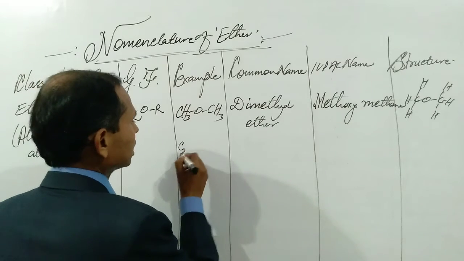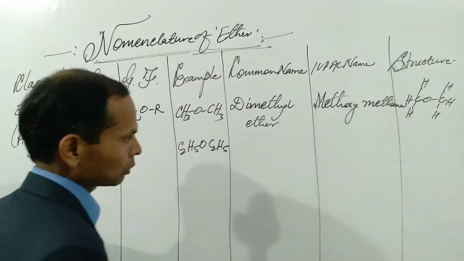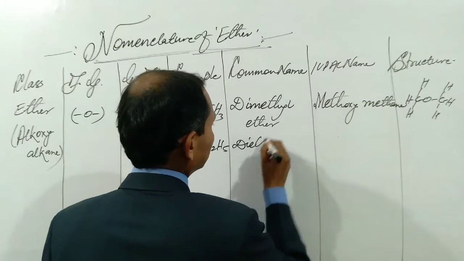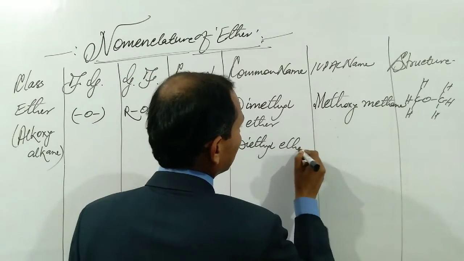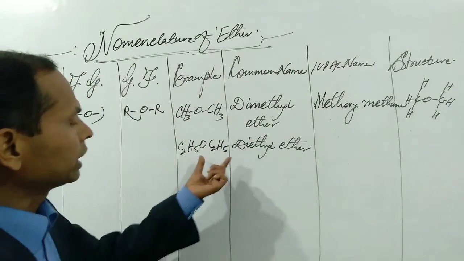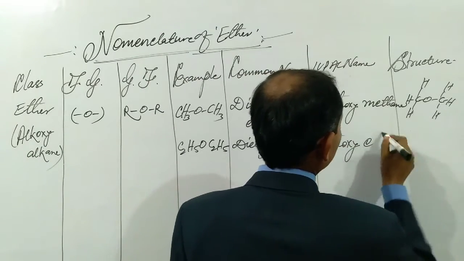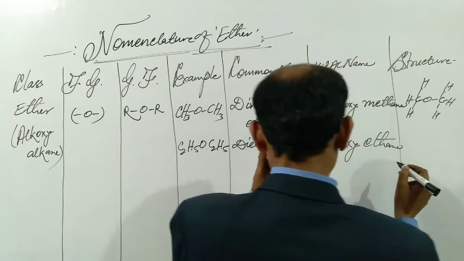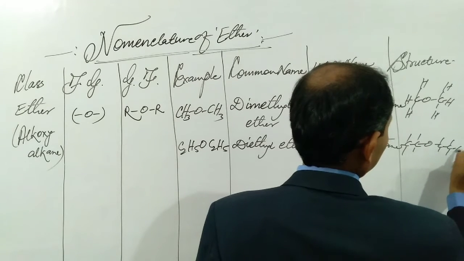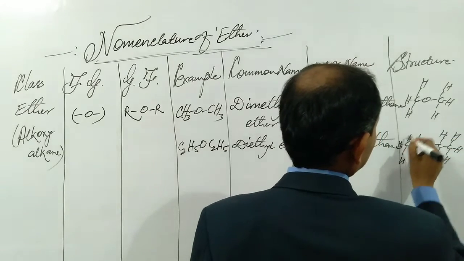Another compound will be C2H5O C2H5, two ethyl groups are present. The name of such a compound is diethyl ether. The IUPAC name will be ethoxyethane. The structure will be like that. This is the structure formula of diethyl ether.